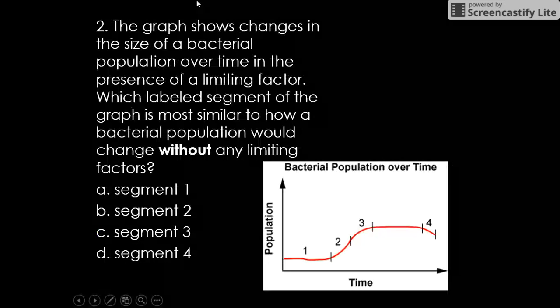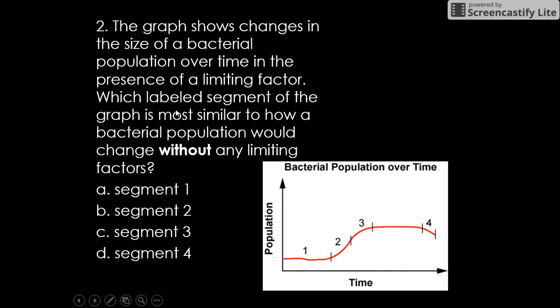All right, 2. The graph shows changes in the size of a bacterial population over time in the presence of a limiting factor. As you can see, it's steady, then it grows, then it balances out. Limiting factor up here. Which labeled segment of the graph is most similar to how the population would change without limiting factors? So if you look back in the graphs that you should have just drawn in your notes, a graph without limiting factors would look like what?